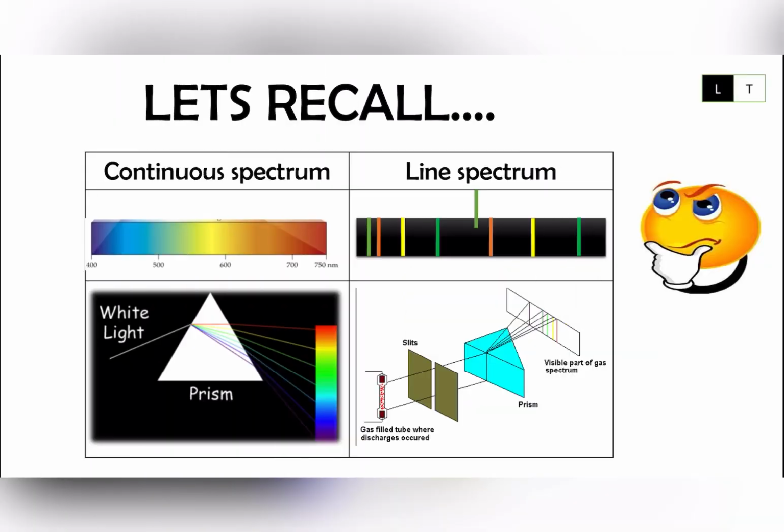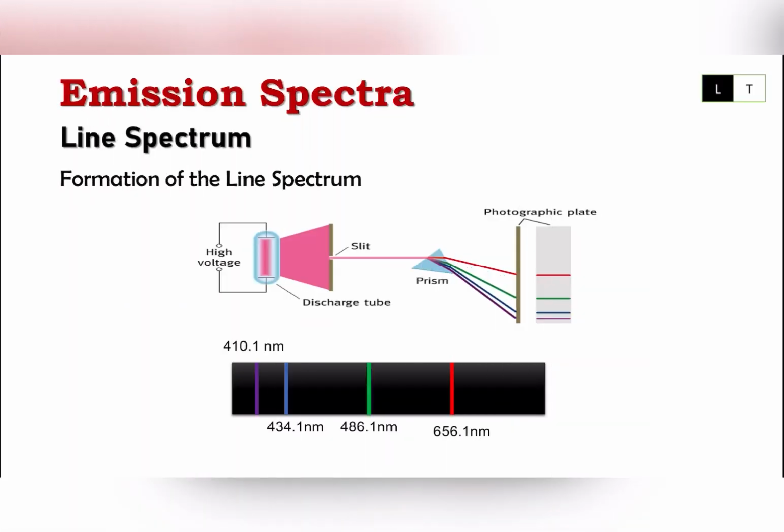I also taught you how to differentiate between continuous spectrum and line spectrum, but starting from here, we are going to focus a lot on line spectrum. I'm going to recap a bit about the line spectrum of the hydrogen atom. You have to know that when an electric discharge passes through a discharge tube here, which contains hydrogen gas at low pressure, the emission spectrum or line spectrum can be produced.